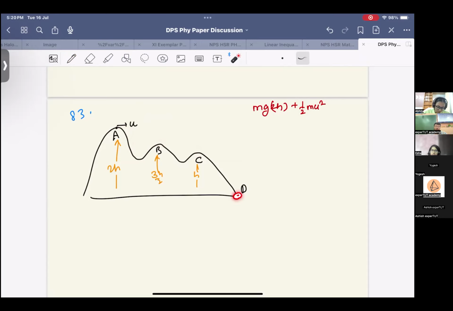What is the speed at point D? To answer this, you don't need knowledge of B or C. Simply go to D. What is the height of D? 0. So what is the PE at D? It is mg into 0, plus half m v square, where v is the speed at D.